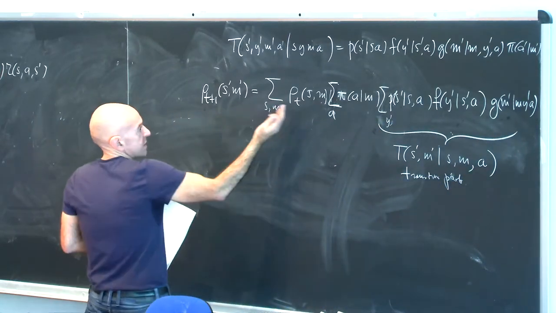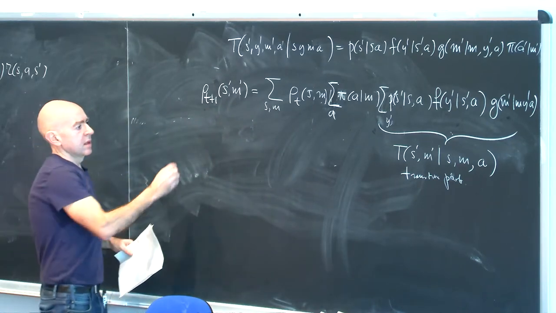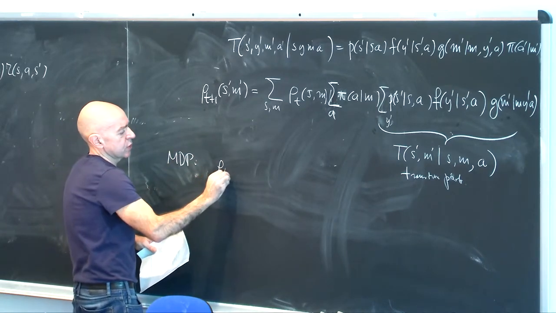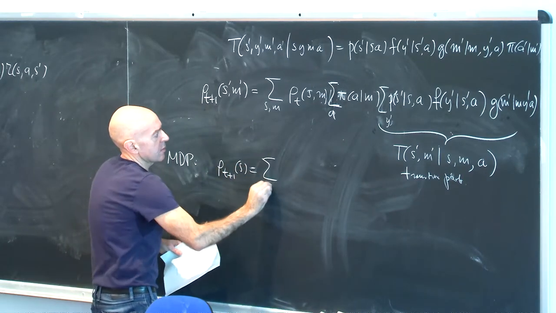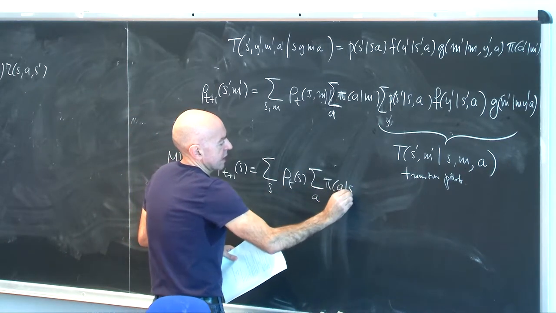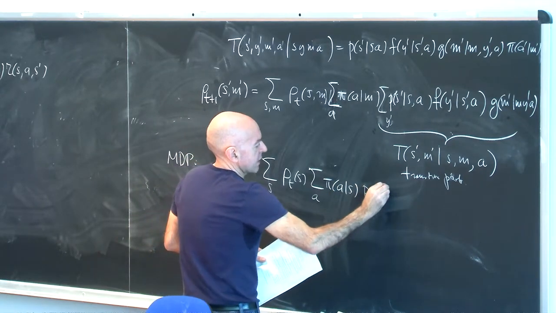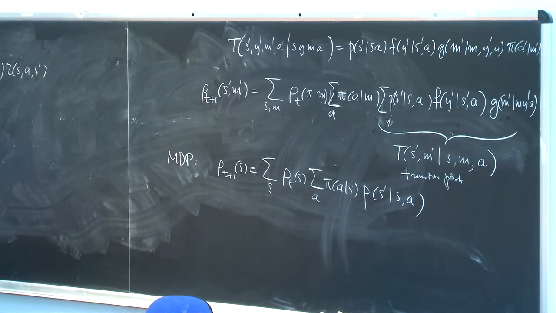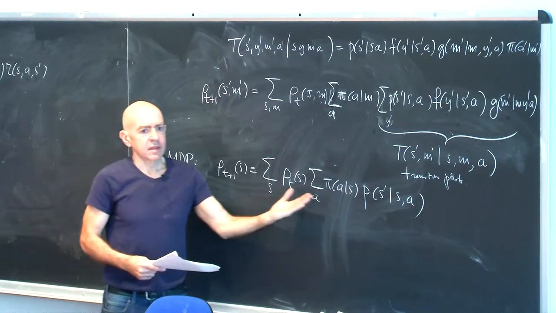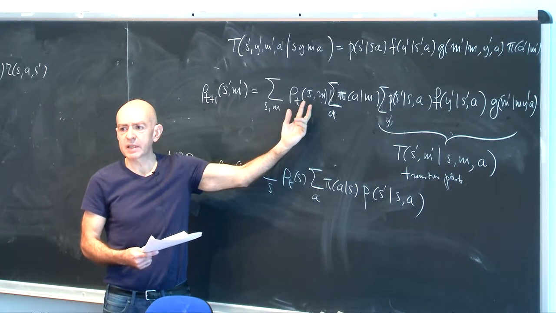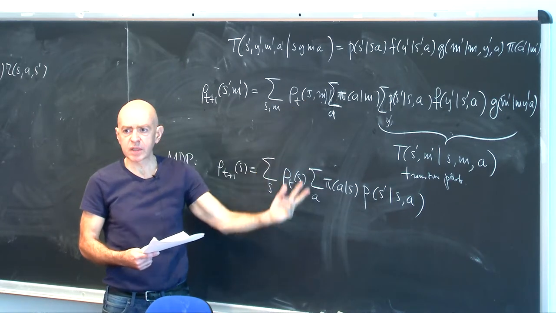So if we look at this equation, now let's compare this with the Markov decision process case. In the Markov decision process, you will remember that the Kolmogorov equation is just sum over S, rho TS, and then sum over the policy, the action that you take, and then the probability of S prime given S and A. Can you see the similarity? If you just extend your space, not only the environment, but environment times memory, the structure is the same.